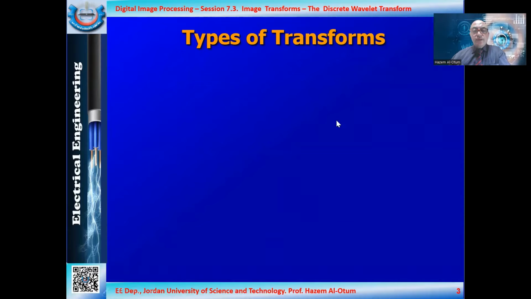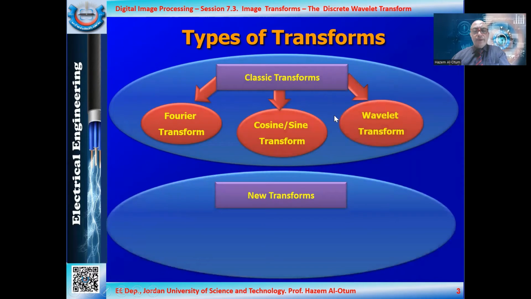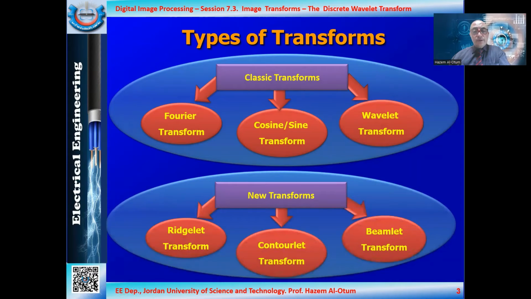Again, as we have seen in the previous lectures in this session, the well-known types of transformations are the classic transforms. This includes Fourier transform, cosine and sine transforms, and the wavelet transform. This will be the last part in this session. However, as we discussed before, there are other trendy transformations like ridgelet, contourlet, beamlet, etc. You can have a long list of new transforms that deal with different aspects and different applications. So let's go to the wavelet transform part.